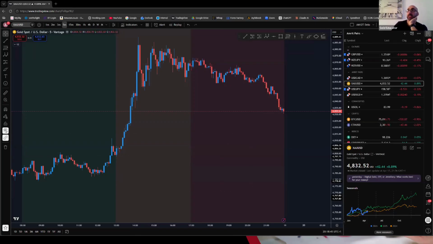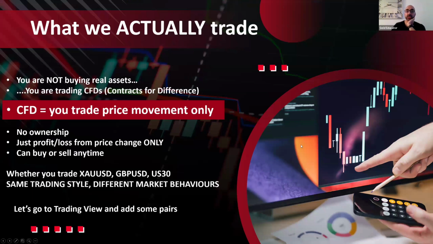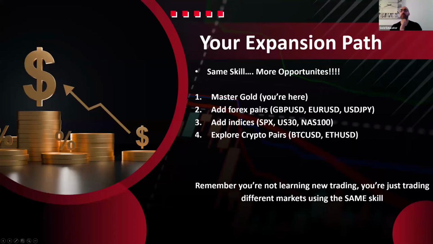So let's head back to the slide for the moment, because what I'm going to show you here is what your journey should be if you're looking to add potential pairs to your arsenal. You've got the skill that you're looking to master, and that's what we're focused on at the moment, which is gold. Now with the gold, I'd probably recommend to add a few currency pairs as well. In terms of currency pairs, I'd look to add maybe GBP USD, Euro USD and USD JPY as your starting point.